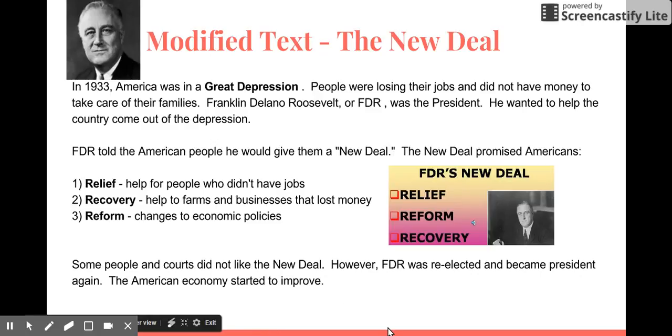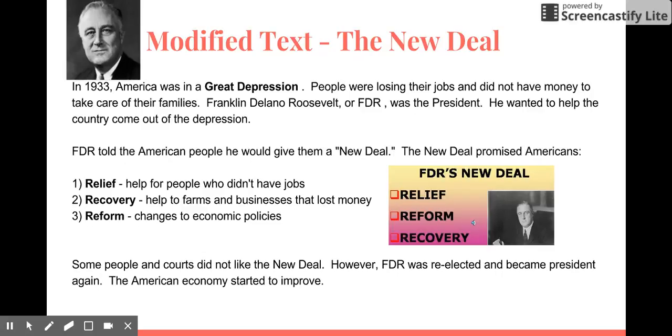So you can see in the modified text, we really boiled down to what, if I were giving someone the general overview, what would that look like for our kids? So we want to know that there was a Great Depression. We want to know what that means, essentially. So people were losing their jobs, they didn't have money, they were upset.